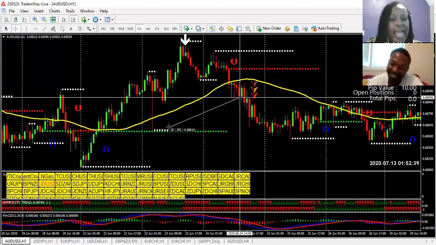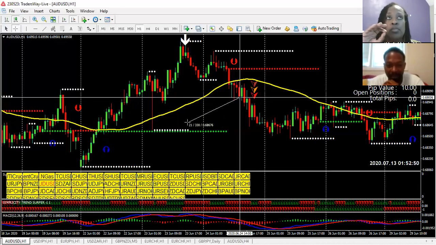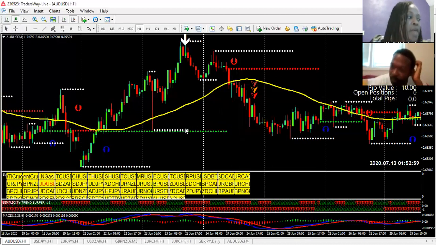And you did it with minimum risk. You didn't risk 20 pips to get the 59 pips. So that's how you can do that. Now, if you chose to do two positions, make sure that your lot size, whatever that amount is, you break it in half, because you have two positions.